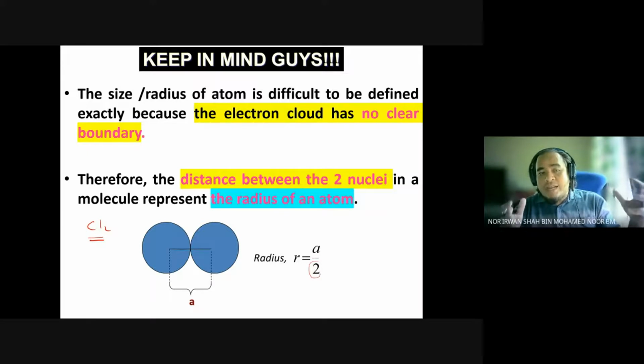Tapi kalau outer electrons are being pulled stronger by the nucleus, apa akan berlaku? Kalau outer electron ditarik kuat oleh nukleus, maksudnya jarak antara outer electrons dengan nukleus itu dekat. Bila dekat, kita juga boleh katakan atom itu bersaiz kecil. Itu satu cara lagi macam mana kita nak gambarkan size atom ini guys.